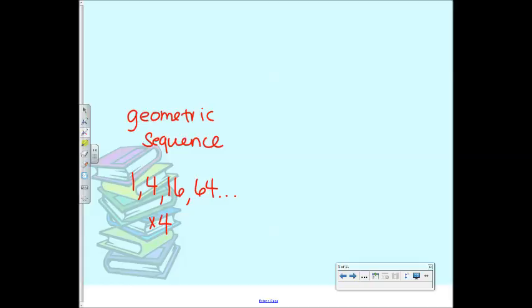So for example, this one, no. It would help if I did the math correctly. Would this be arithmetic or geometric? Geometric? What are you multiplying by there? It's arithmetic. What's the common difference? Plus 6. So the common difference is plus 6. All right, so it's an arithmetic sequence.